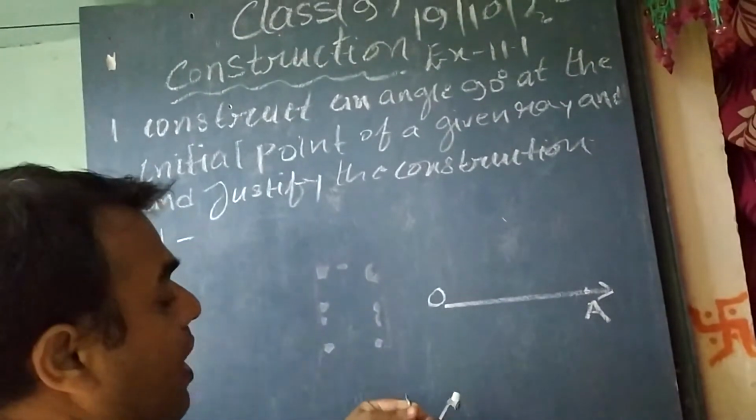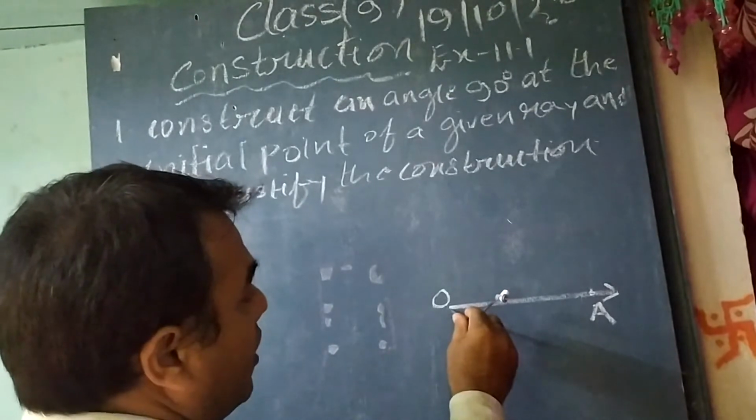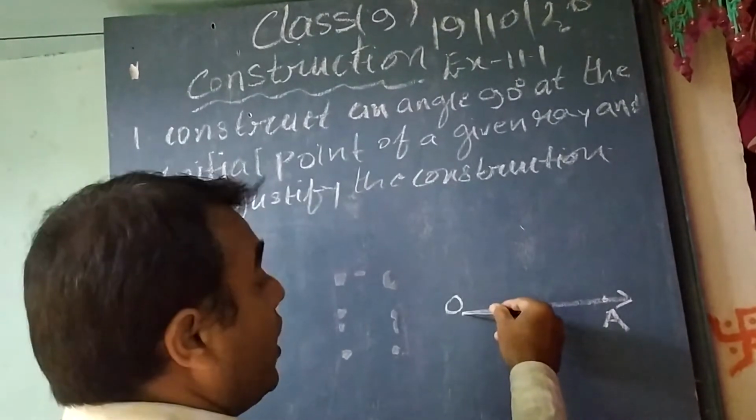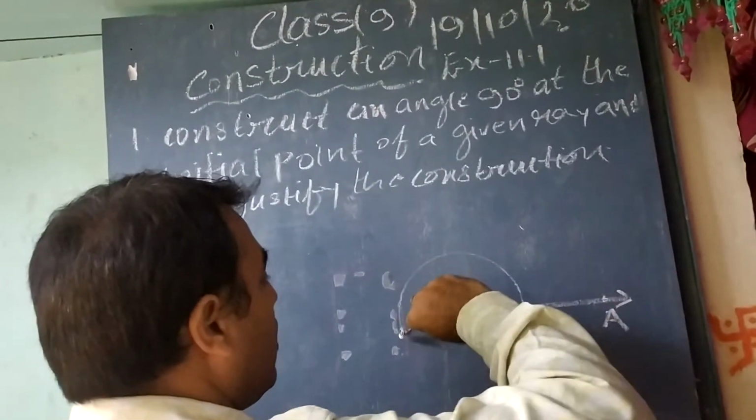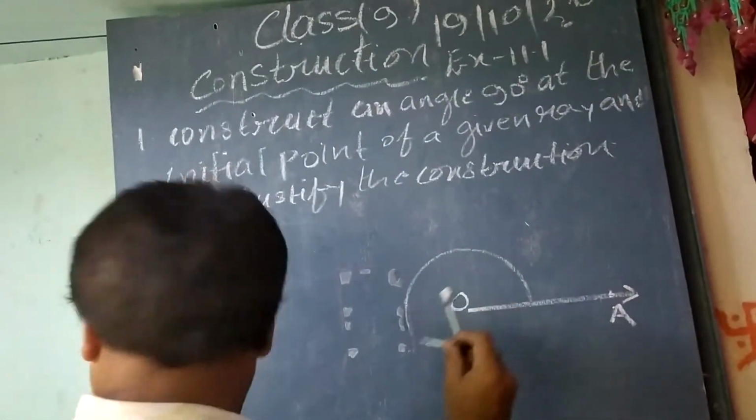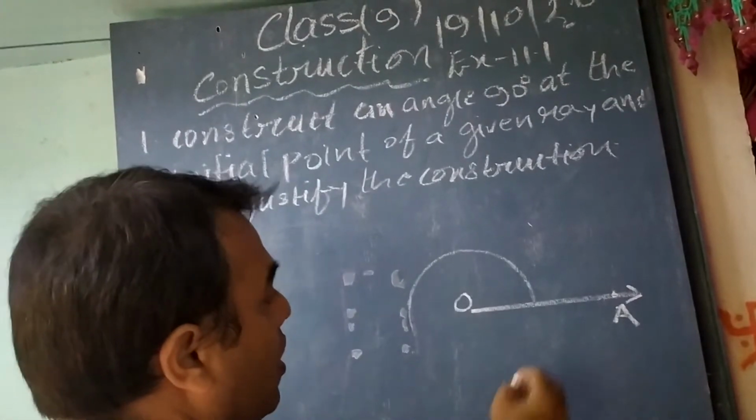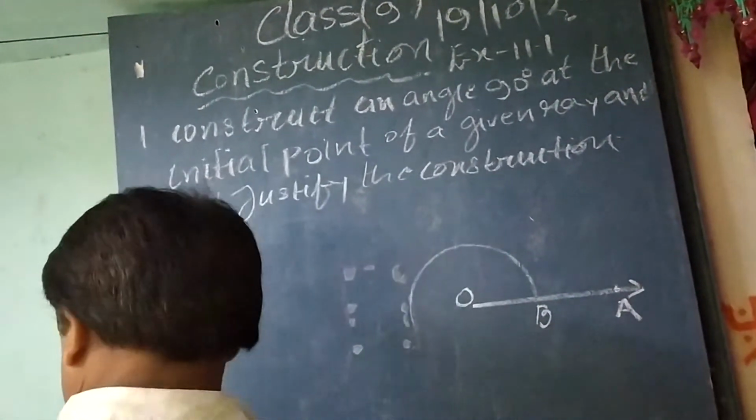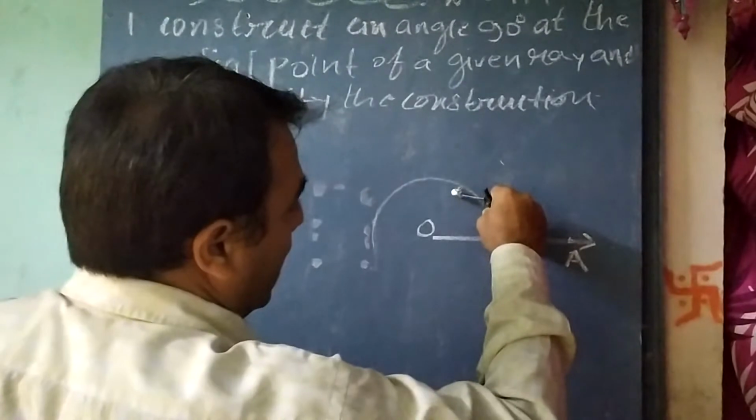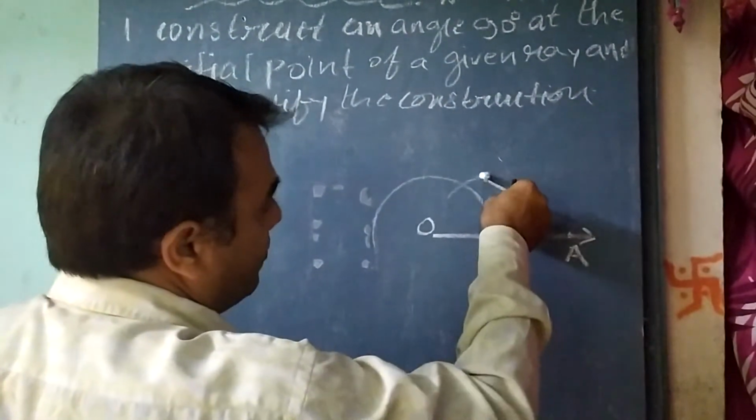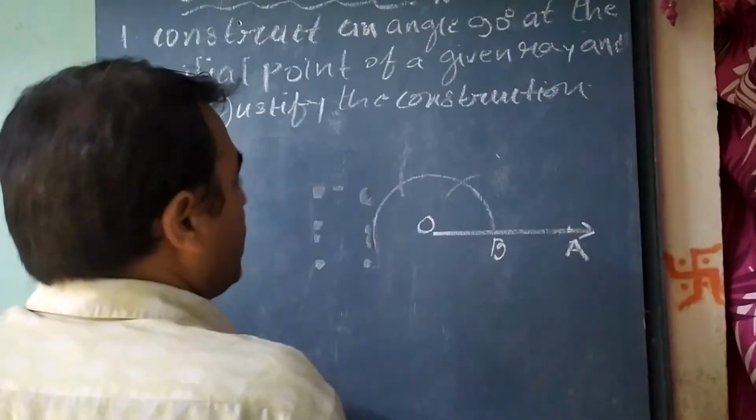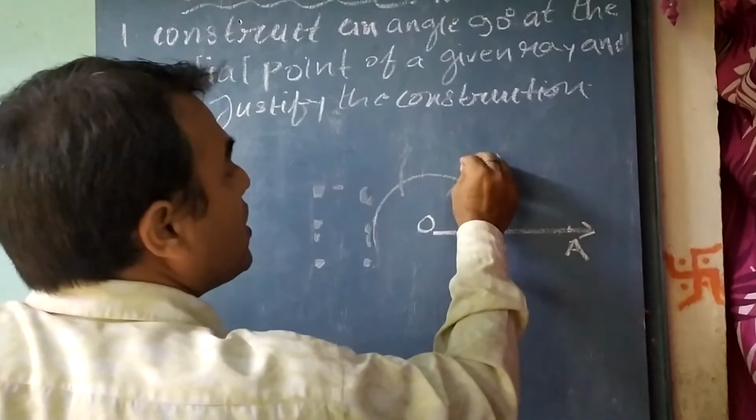So with the help of a compass, from the initial point O you have to draw an arc cutting OA at B, in this way. From B, with the same radius, we have to cut another arc at C, as you can see. With the same radius, we cut another arc, that is D. So these points are C and D.